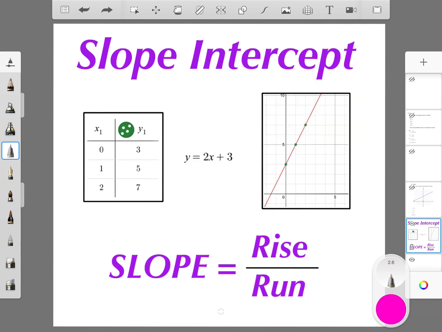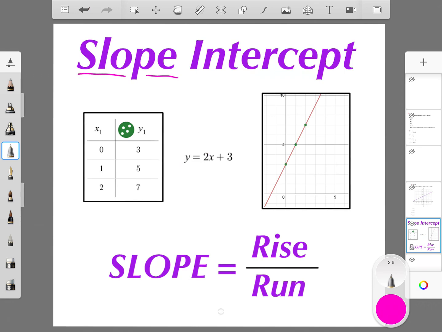Anytime we have a linear function, we're going to talk about two variables, x and y. Here they are in the function, and here they are on the table, the x-axis and the y-axis. Okay? Always a relationship between two variables to create a function.